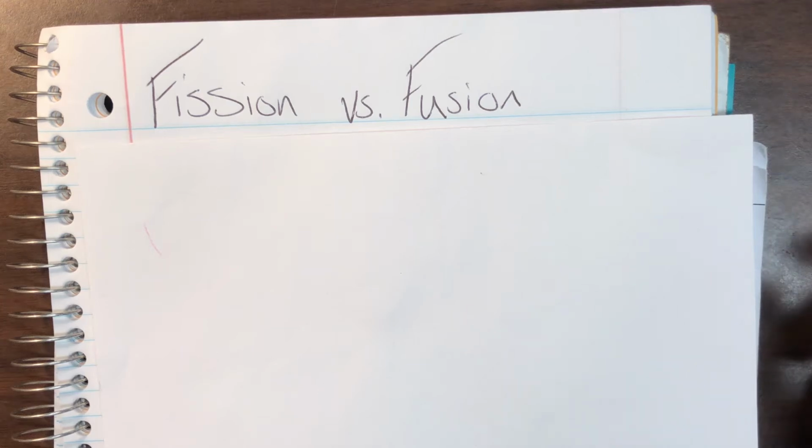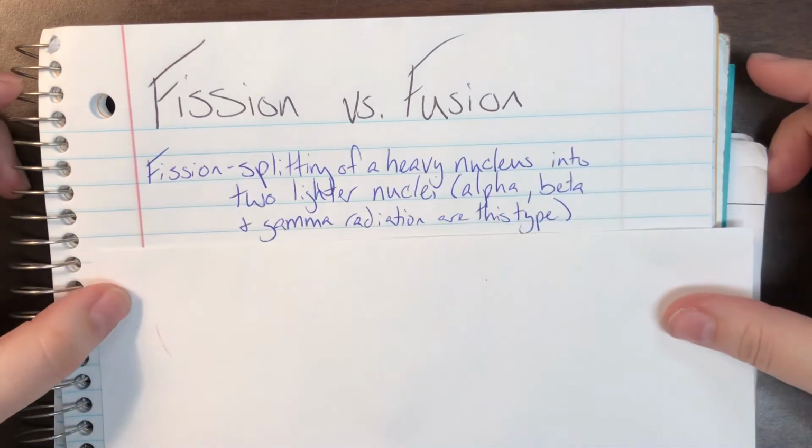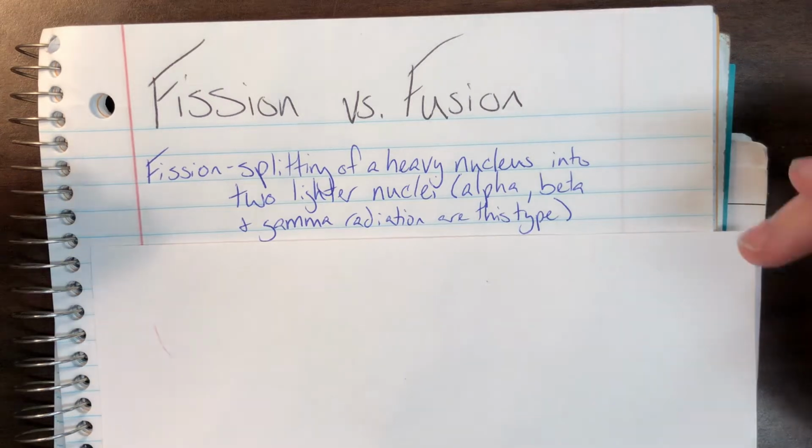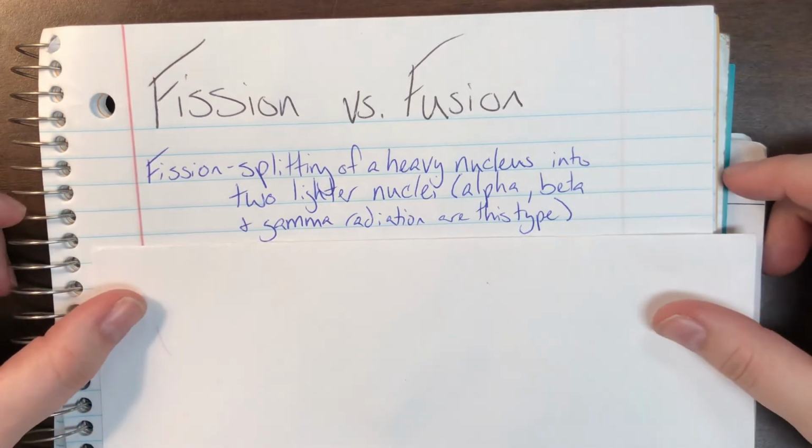Today we are going to be discussing the difference between fission and fusion. Fission is going to be the splitting of a heavy nucleus, just a heavy atom, into two lighter products. So this is the type of radiation that we've already discussed, alpha, beta, and gamma. I have one initial element and I'm breaking it into multiple pieces. That's going to be fission.